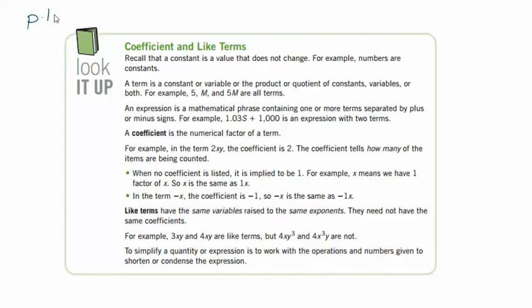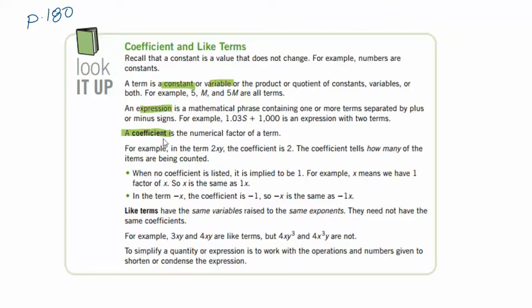So there are important terms here, and the first term is coefficient. So we've done some work before talking about constants and variables, and you had some questions on this before to identify the constant and the variable. So if you have the term 5m, 5 is the constant, m is the variable. And we've also talked about what an expression is. That's something without an equal sign, something like this.